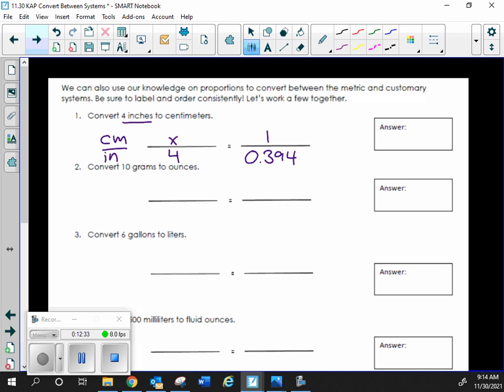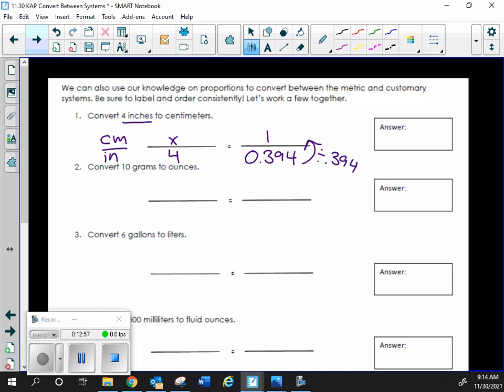So for this one, side to side, is that a pretty relationship? Not really, okay? Going up and down, I would need to divide by 0.394. Raise your hand if you really, really want to divide by a 3-digit decimal. Okay, see, not a lot of people.